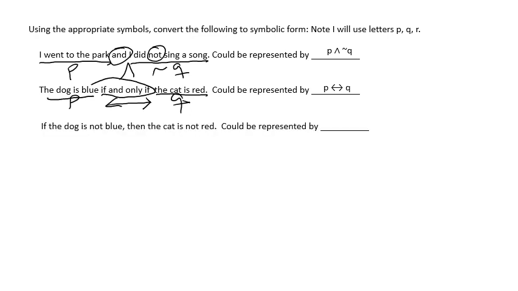Third one, if the dog is not blue, then the cat is not red. Once again, the dog is not blue is a simple statement. The cat is not red is a simple statement. Both of them contain negation, so I'm actually going to represent this one and this one accordingly. So P would actually be representing the dog is blue. Q would actually represent the cat is red. It's an if-then statement, so I join them together with the one directional arrow, and we have not P, then not Q.